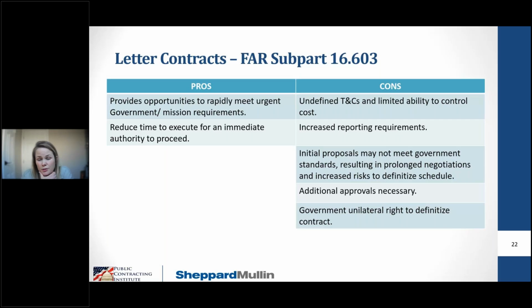There usually are additional approvals necessary from the government. It's not something the government can do on a whim. And of course, again, the government has that right to unilaterally definitize the contract if the parties fail to do so within the specified time frame. So you can get started working on a project early, which is great. But just be aware that there's some risk that you're performing on a contract you don't know the terms to yet, that you're still negotiating, that could change, and that you need to get it done sooner rather than later, or risk the government kind of imposing their own requirements on you.